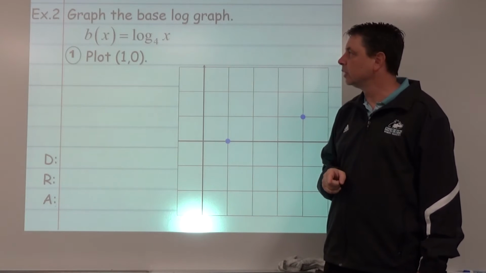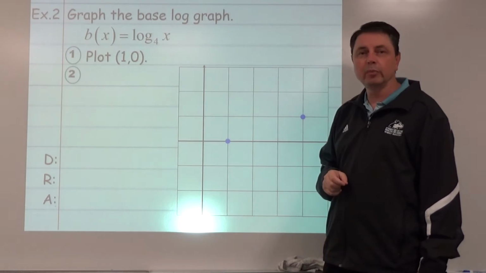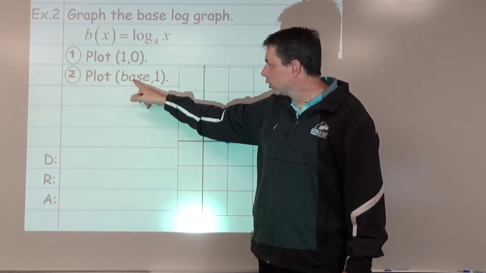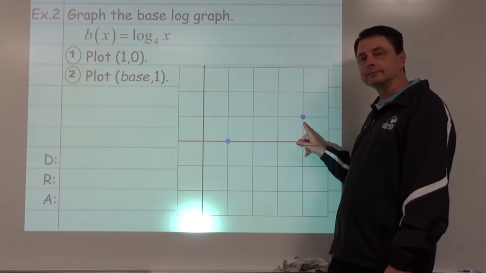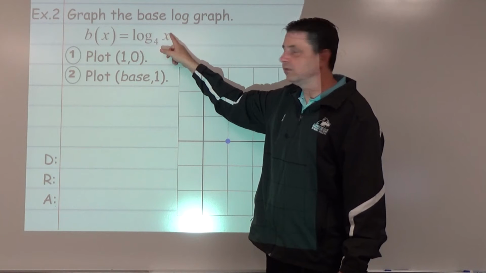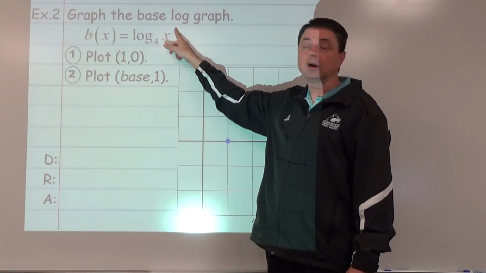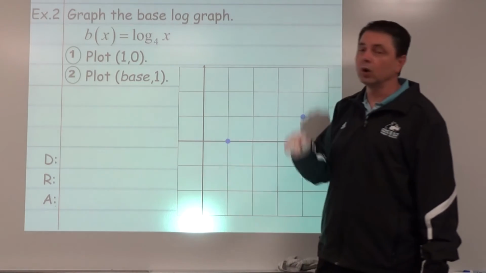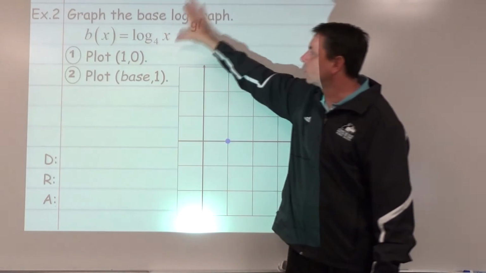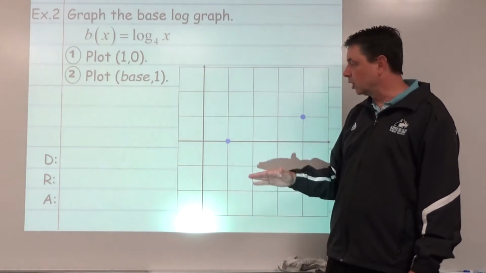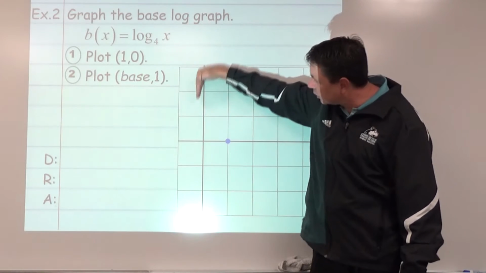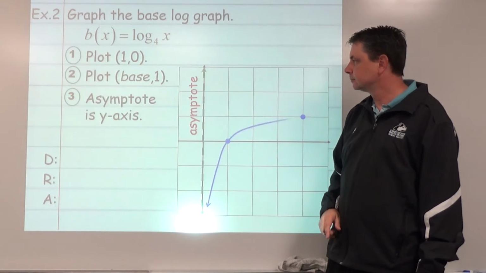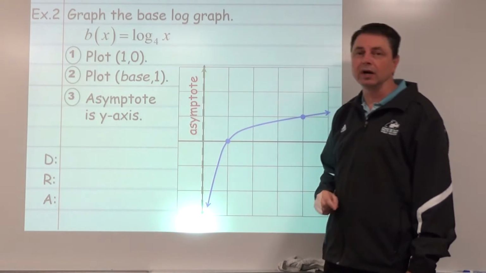Step 2. Plot the point base, 1. For this problem, our base is 4, so we'll do 4, 1. Because log base 4 of 4, 4 to what power is 4? 1. So those are our two key points for the log graph. 1, 0, base, 1, for the base graph. Now we're going to go ahead and draw the curve that passes through these, that gets close to but does not touch the y-axis. Because the asymptote is the y-axis.